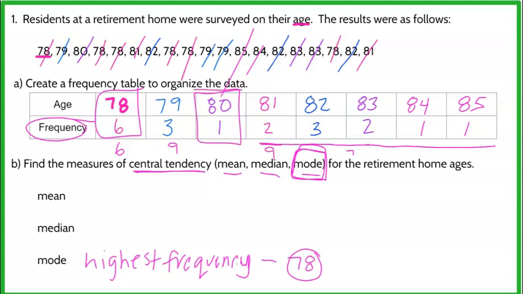So 80 is actually going to be the number in the middle, because we have 9 numbers over here, because 6 plus 3 is 9. And we have 2 plus 3 plus 2 plus 1 plus 1, which is also equal to 9. So if we were crossing the numbers off, we would cross off that 9 times. Our median is 80.